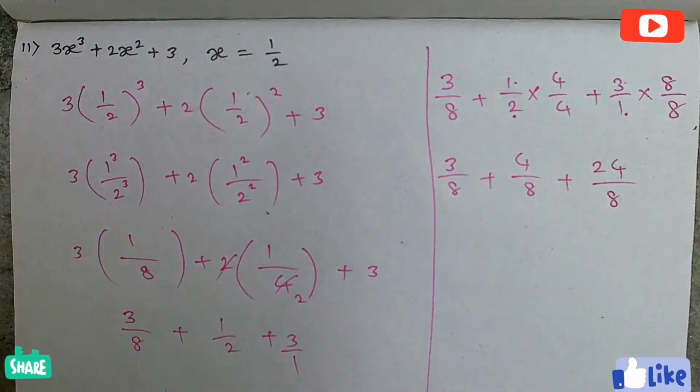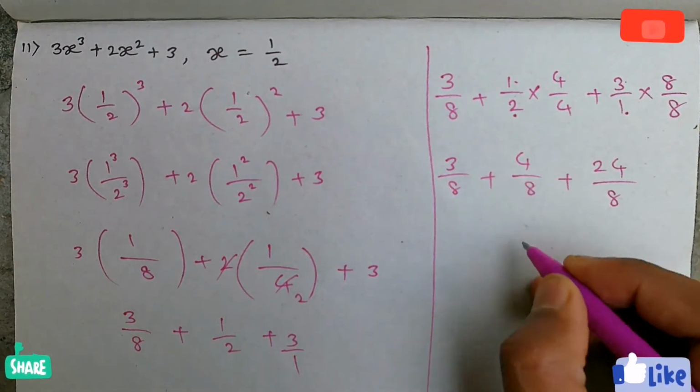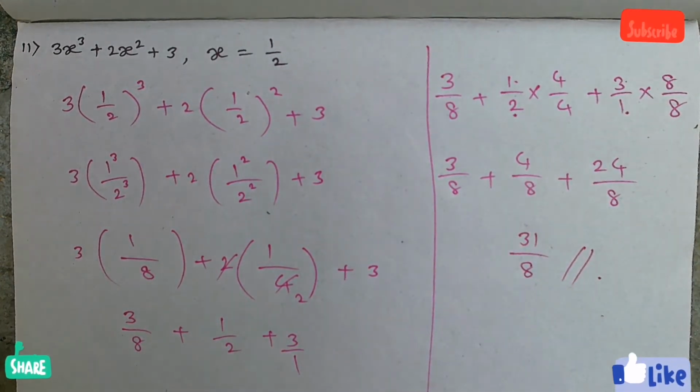Now all the denominators are same, so we can add the numerators. 3 plus 4, 7, 7 plus 24, 31, divided by 8. So the value of that polynomial when x equals 1 by 2 is 31 divided by 8.